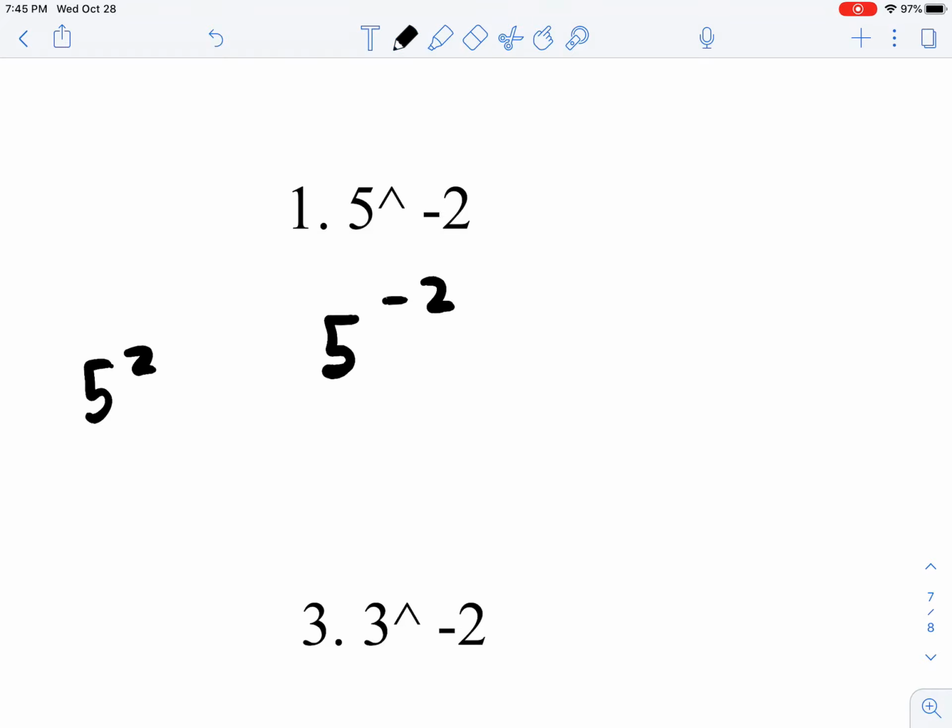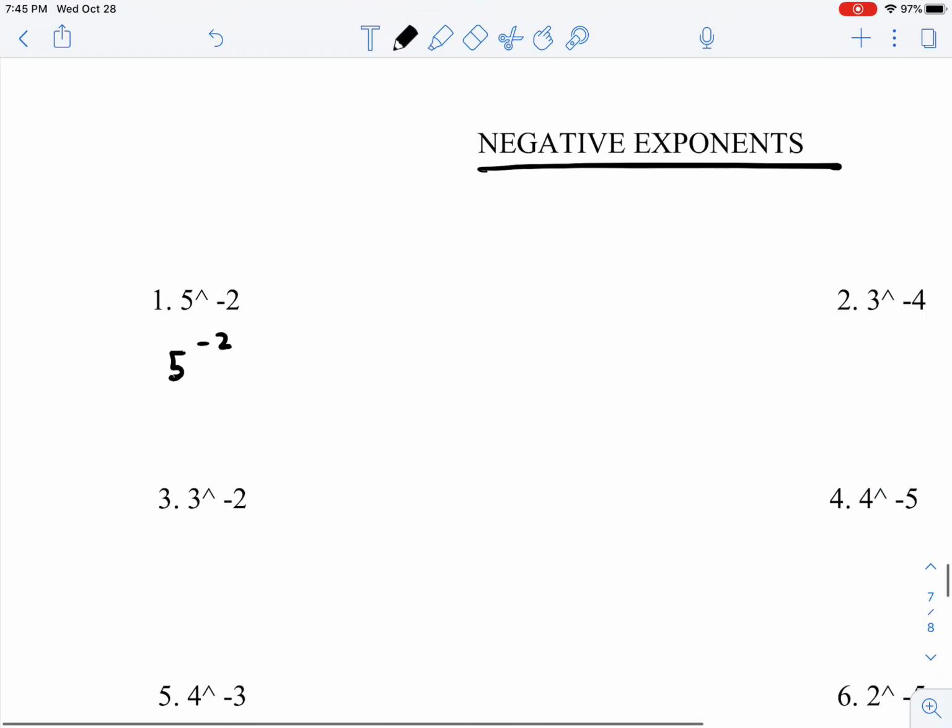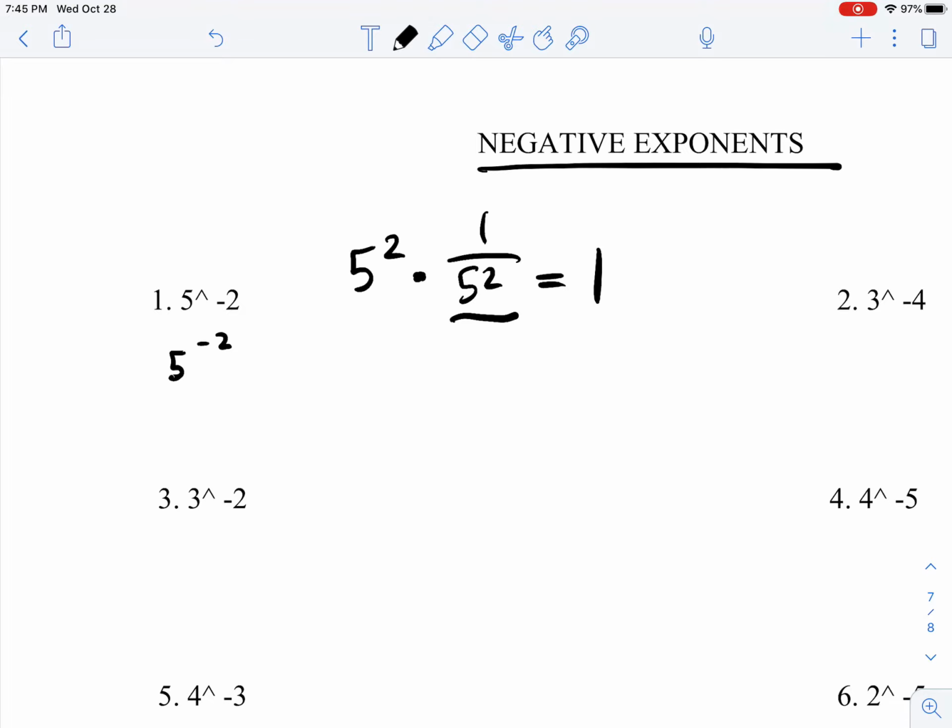So what is the reciprocal of 5 squared? Well, whatever the reciprocal would be would have to equal 1 when multiplied by 5 squared. So 5 squared times something will equal 1. Well, that's just 1 over 5 squared. Since these two values are equal, you can cross them out and they would equal 1.